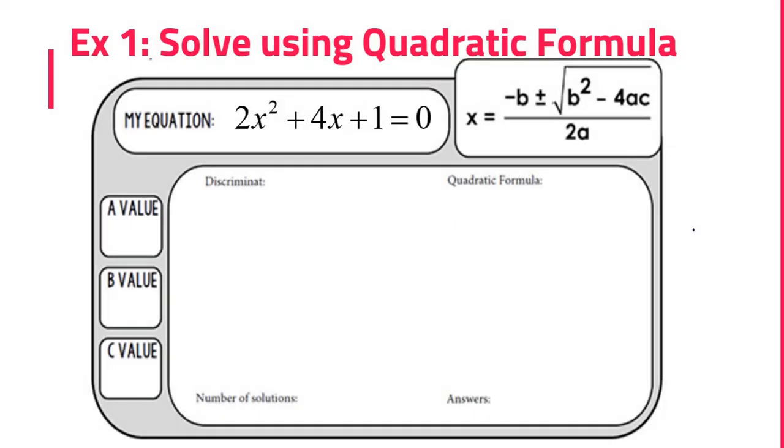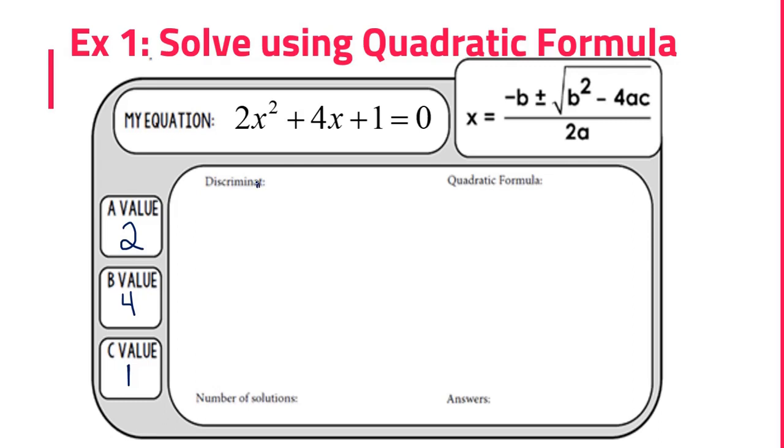Let's try our first example. So my equation is 2x squared plus 4x plus 1 is equal to 0. Now notice it is equal to 0. We are going to check that each and every time. Our a value is what's in front of the x squared. So in our case, our a value is 2. My b value is 4. And my c value is 1.